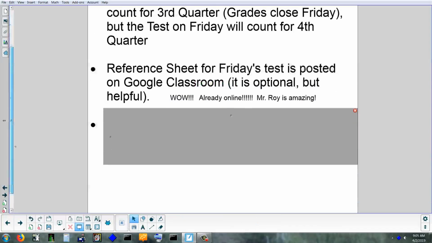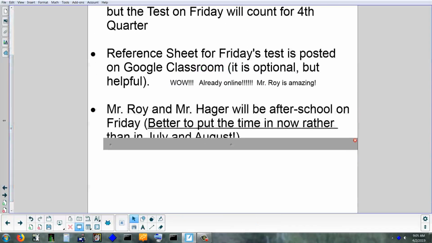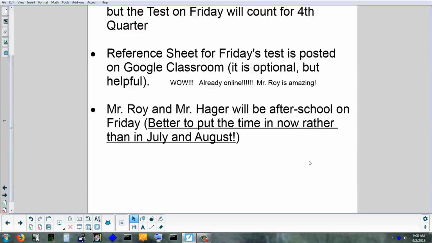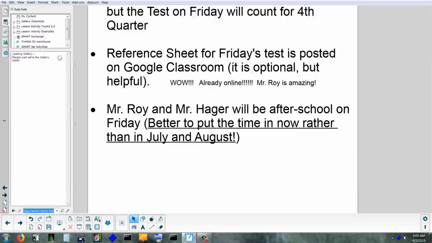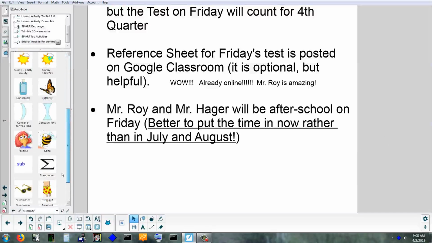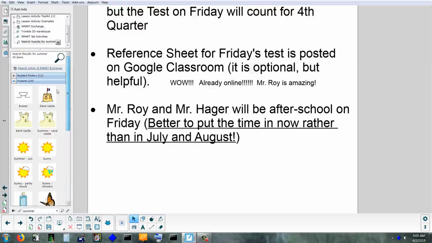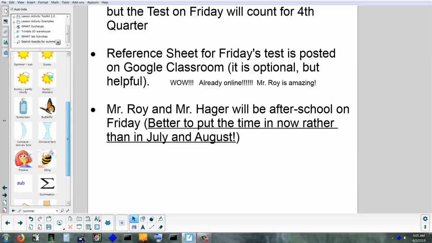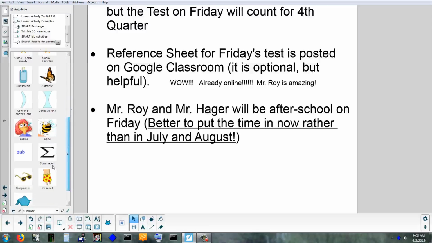And then, like we said, after school, we'll both be here on Thursday. I plan on being here like 3:45, 4 o'clock, if anybody wants to stay to get their reference sheet ready, review, whatever. It's better to put the time in now rather than July and August. And it's only for a small number of you guys. Most of you guys have done well this year, but there is a small number of you out there that are in that situation, and we still don't see you putting in extra time to make sure you're not here during the summer.